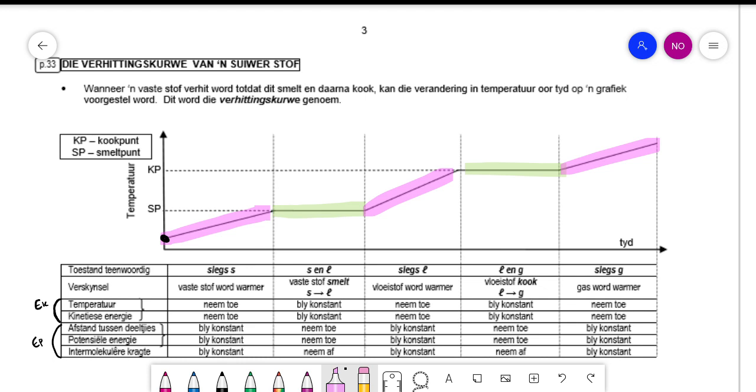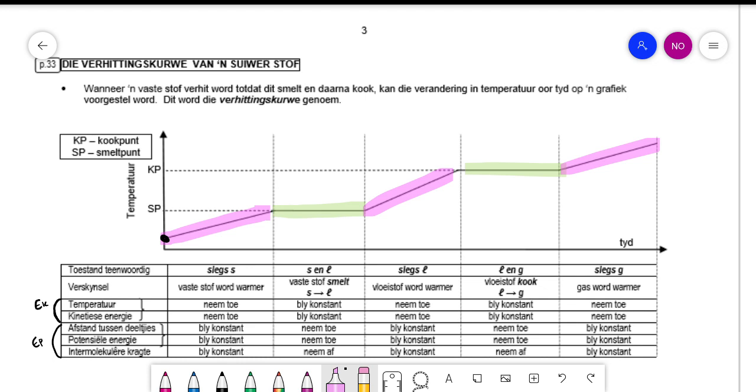Yes, EP, né? The potential energy. So then what stays the same on a molecular level? On a molecular level, it means that the distances between them stay the same. So the intermolecular forces stay the same. Oral waar dit pink is.